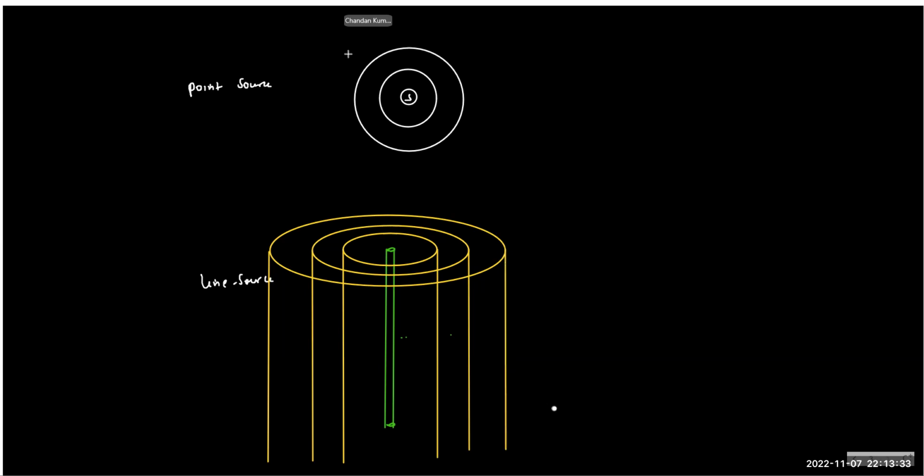So the third type will be plane wavefront. So we have spherical wavefront. This is the cylindrical wavefront. And if you really go far, far away from the source, very far.